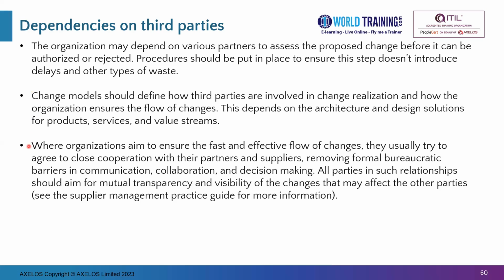Then lastly, we have this: organizations aim to ensure the fast and effective flow of changes. They usually try to agree to close cooperation with their partners and suppliers, removing formal bureaucratic barriers in communication, collaboration, and decision-making. All parties in such relationships should aim for mutual transparency and visibility of the changes that may affect the other parties. You may refer to the supplier management practice guide for more information, though that would not be part of the exam.